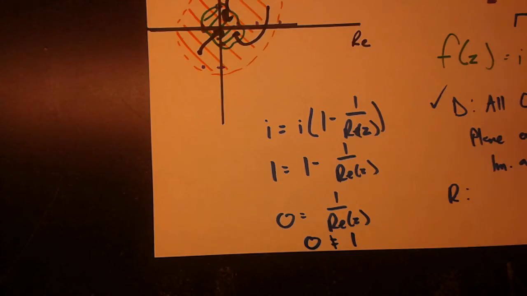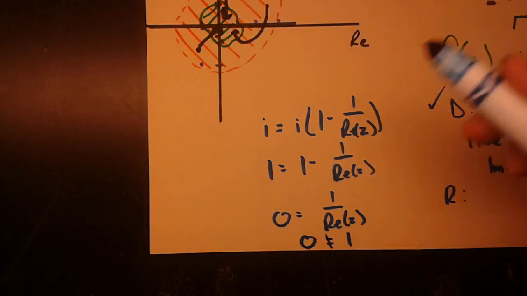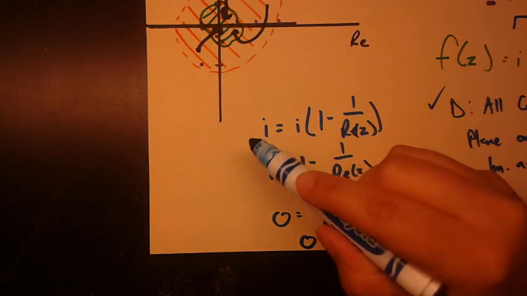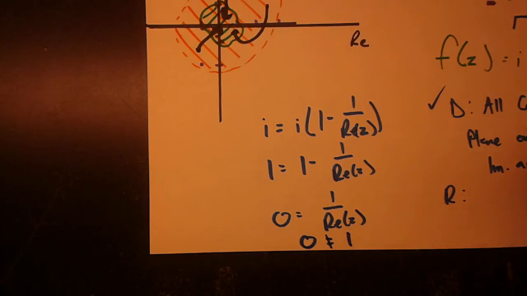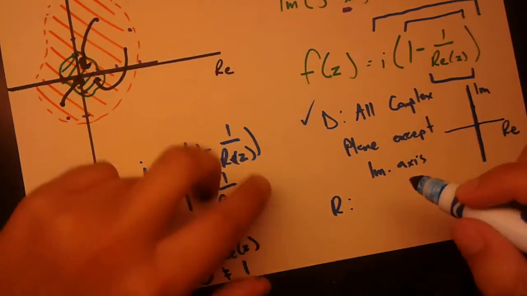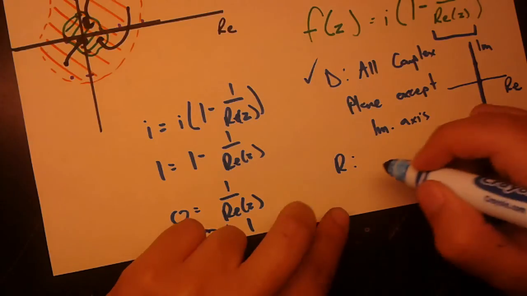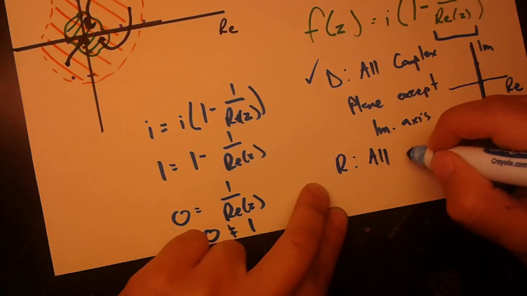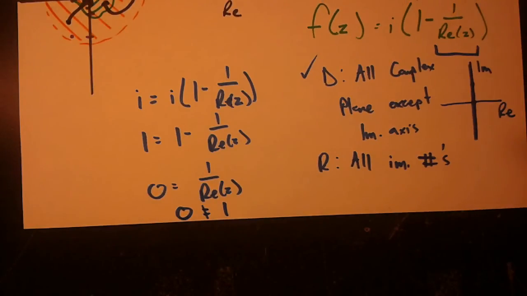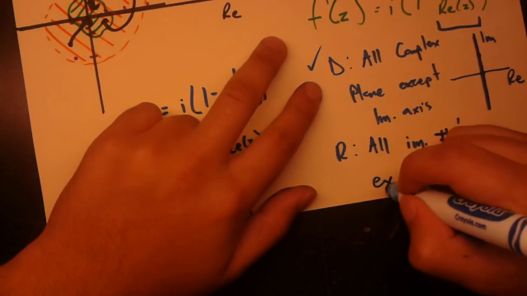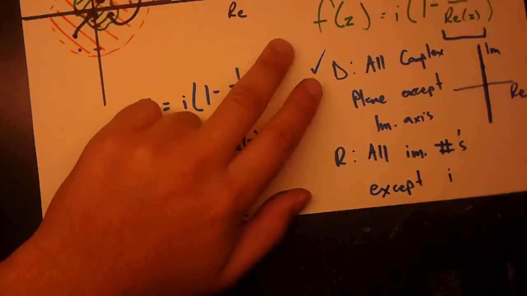Is there any other complex number that cannot be in the range of this? The answer is no, because if we have any other thing like 2i, 3i, 4i, and so on, then we won't have the 0 equals 1 problem, and it will be in the range. So for this range, first we write all imaginary numbers, because that's the first condition. This only spits out imaginary numbers, except i.